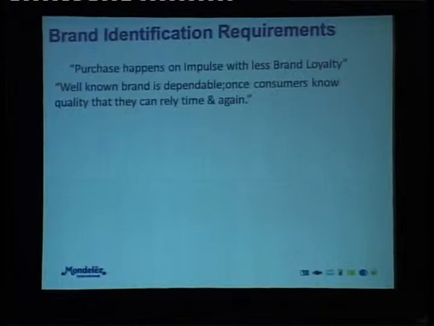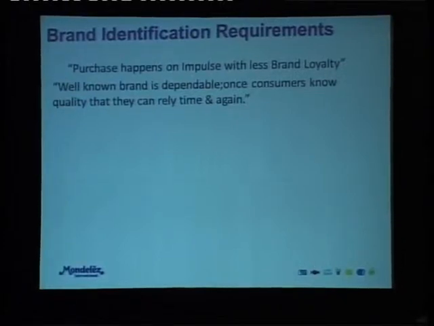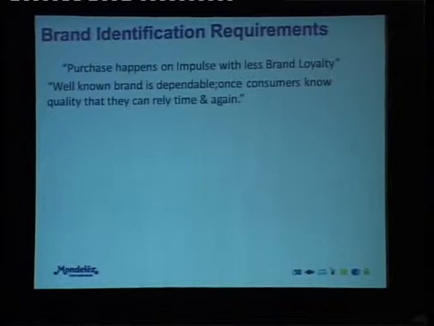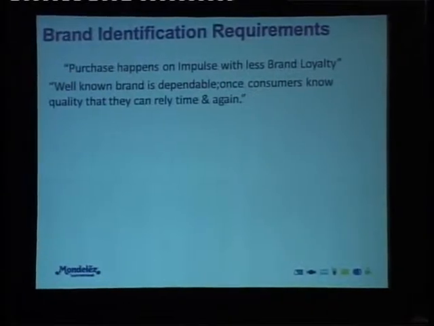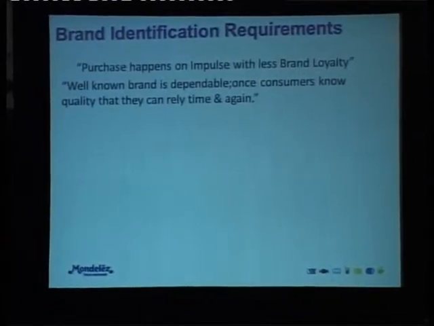So the way it happens, consumers are mostly very experimental nowadays. They are looking at trying new things, whichever comes to the market. So purchase happens on impulse with less brand loyalty. A brand can sell only when it is dependable, and that happens only once the consumer knows the quality that they can rely on time and again. So how is this achieved? This is achieved through packaging graphics and packaging shape in a broad sense. Taking this forward, I'll talk about some examples where this has been used properly.